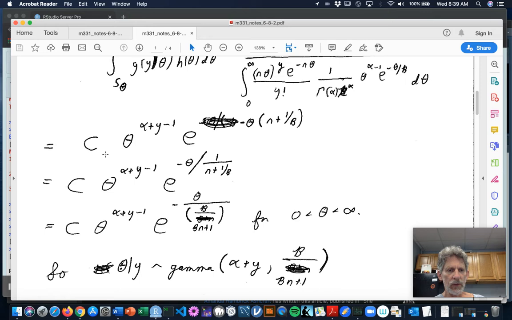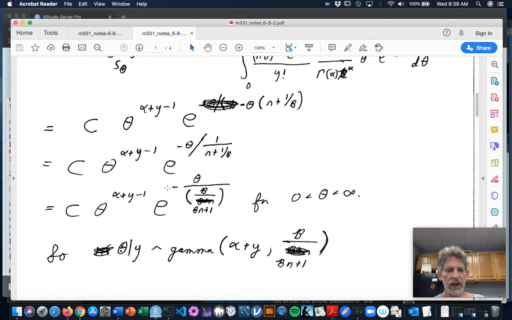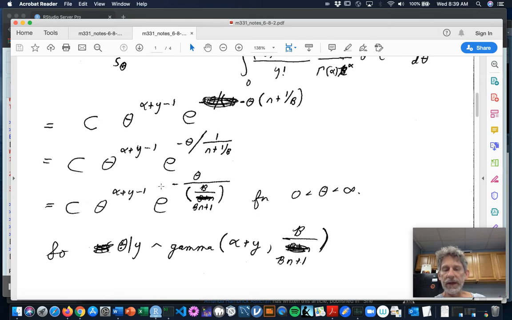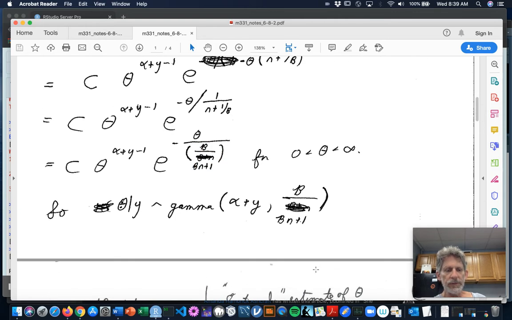And then when I look at what I've got that depends on theta, I see that it's in the form of a gamma random variable. And so I know that it has to be a gamma. There can't be two different PDFs that have that same form. So the posterior is a gamma, where the first parameter is this, the alpha plus y, and the second parameter is this stuff on the bottom that I've rewritten slightly by multiplying top and bottom by beta. So there we go.